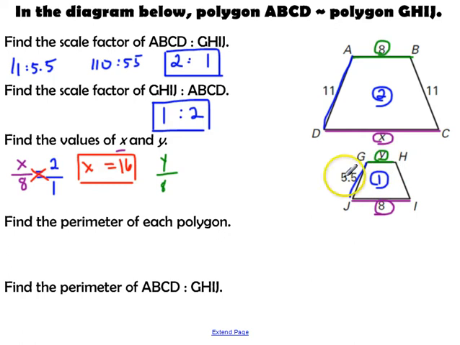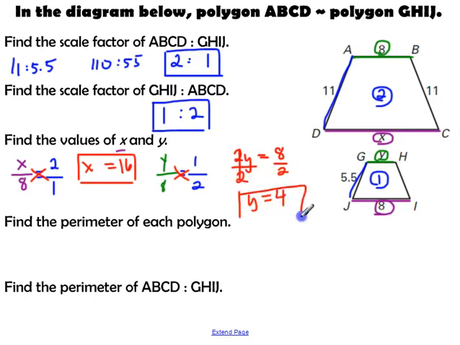Y corresponds to 1, so that goes on top with the y, and 8 corresponds to 2, so 2 goes on the bottom, and we set our equal sign so that we have our proportion. And then again we'll cross multiply to solve. 2 times y gives us 2y equal to 8 times 1. And then to solve for y, we're going to divide both sides by 2. That cancels, and we're left with y is equal to 4.